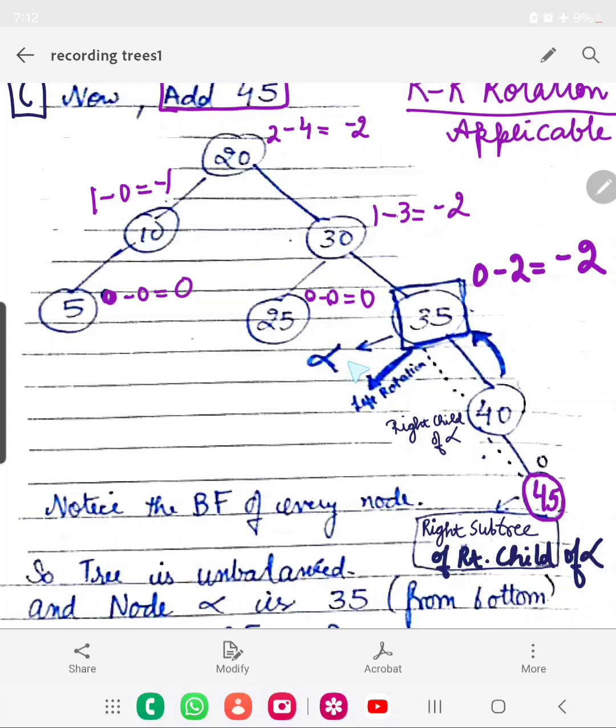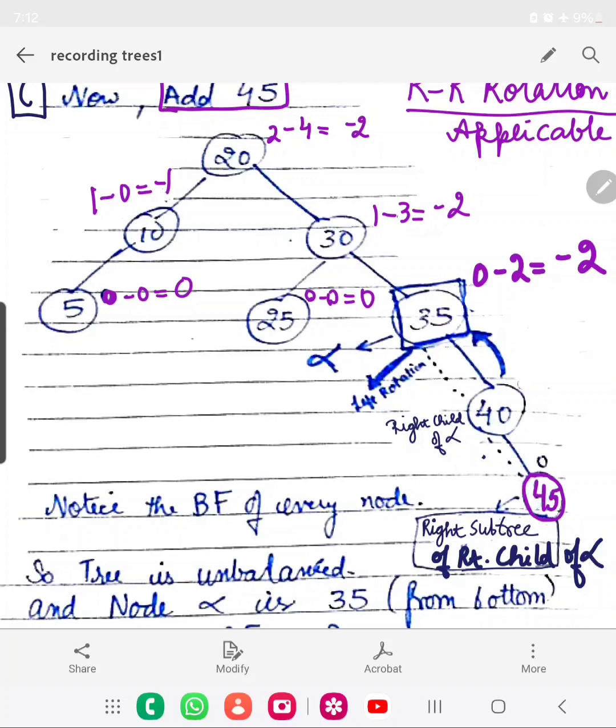Now if this is alpha, we have added 45. So it is added to the right child's right subtree. The right child of alpha is 40 and the 45 is added to the right side of the right child. So right subtree of right child of alpha. That's why it is a case of RR rotation. This is a case of RR rotation.